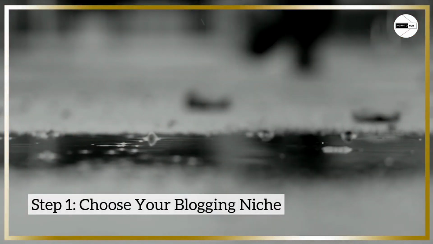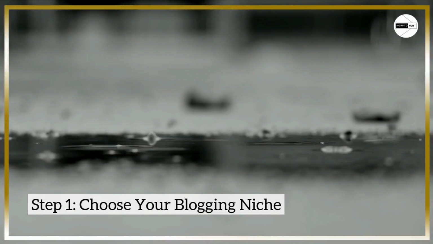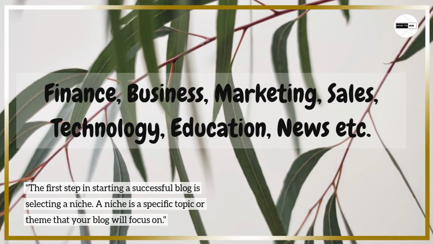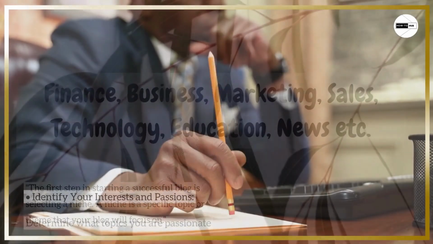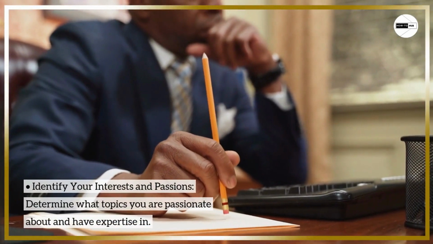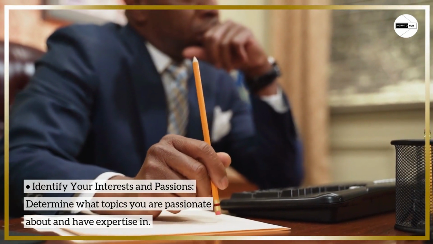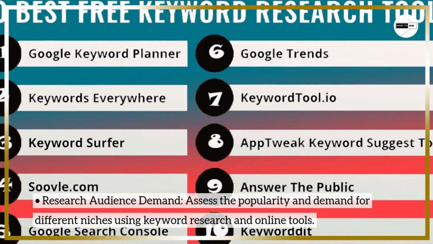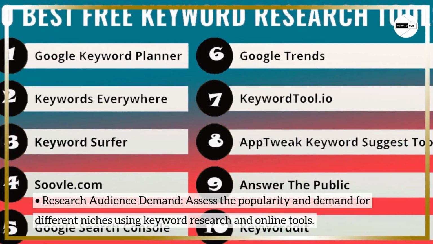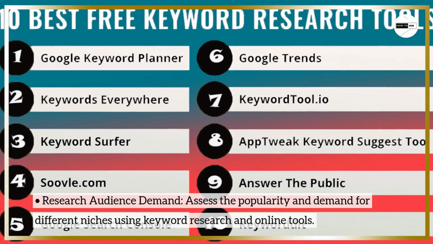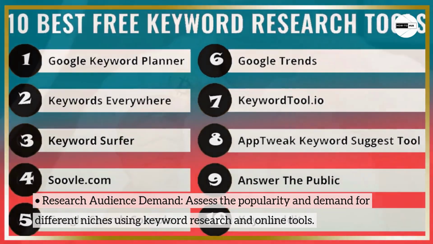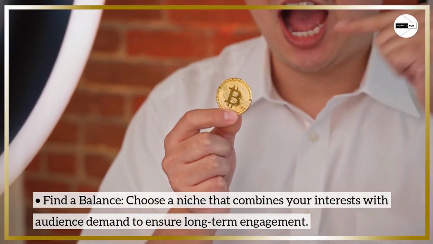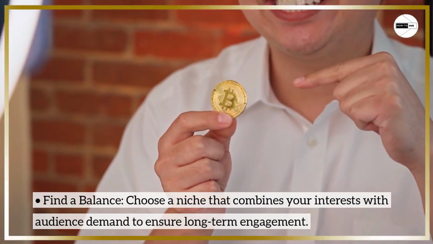Step 1. Choose your blogging niche. The first step in starting a successful blog is selecting a niche. A niche is a specific topic or theme that your blog will focus on. Identify your interests and passions. Determine what topics you are passionate about and have expertise in. Research audience demand. Assess the popularity and demand for different niches using keyword research and online tools. Find a balance. Choose a niche that combines your interests with audience demand to ensure long-term engagement.